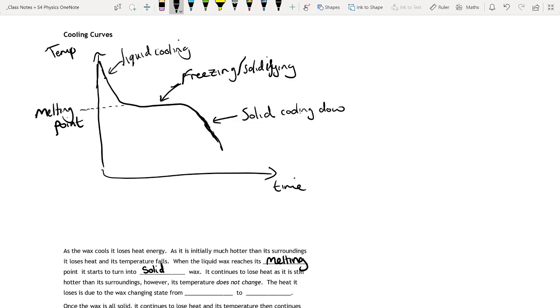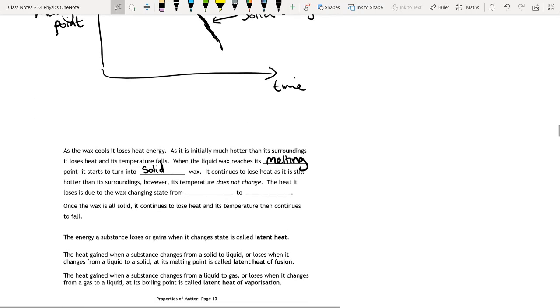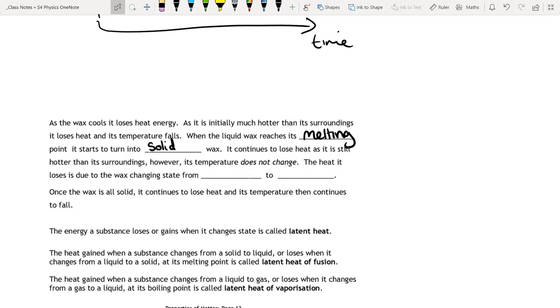Melting and solid. However, its temperature does not change. The heat it loses is due to the wax changing state from a liquid to a solid. Once the wax is all solid, it continues to lose heat and its temperature then continues to fall.